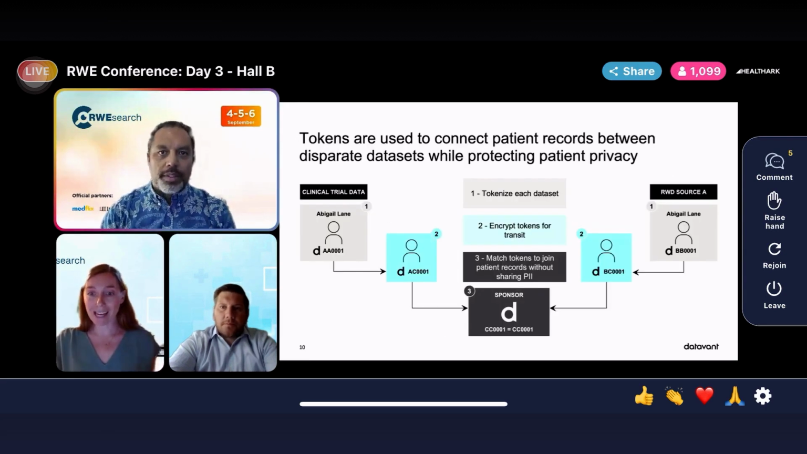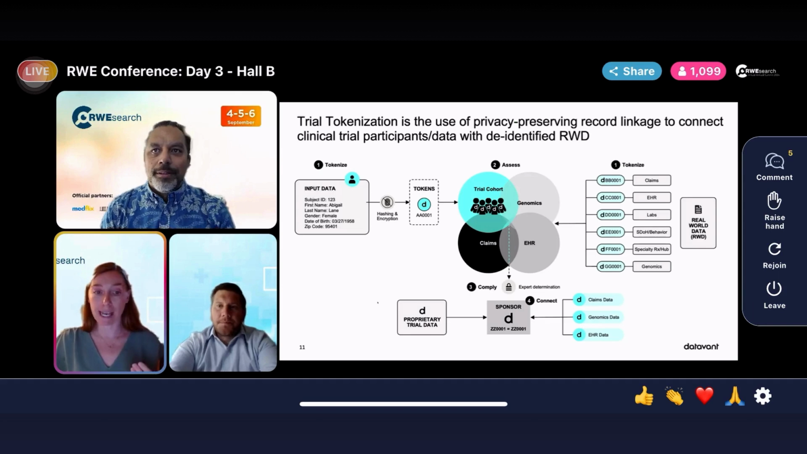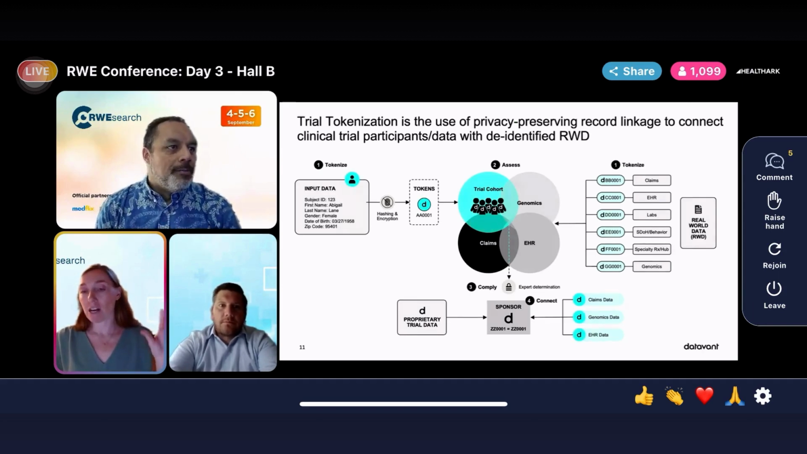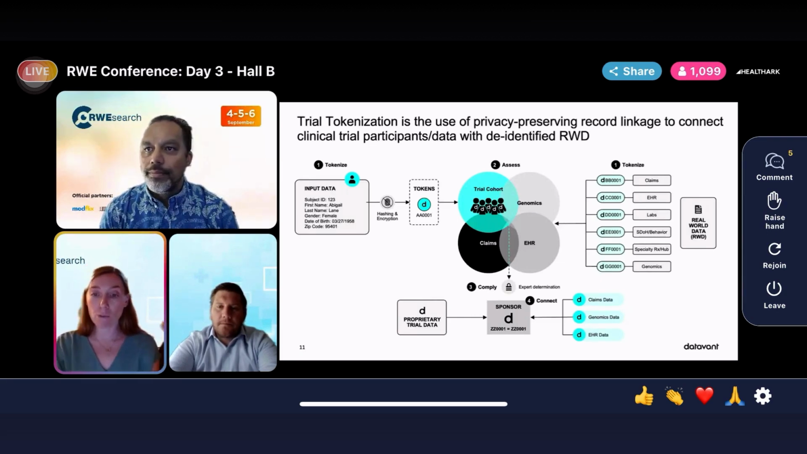And so, last slide here, I just wanted to show one final overview of what this all looks like together. So you can see on the left-hand side, you have your trial information, the PII from the trial that's being used to generate trial tokens. So you generate a set of tokens on your trial cohort. On the right-hand side, you have a variety of different real-world data sources that have also been tokenized on the Datavant token.